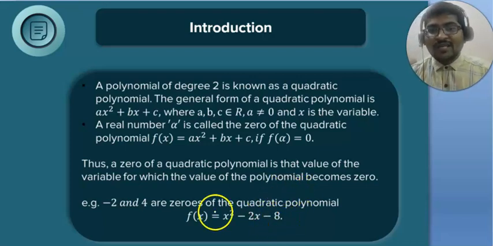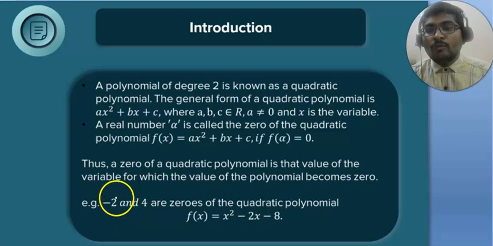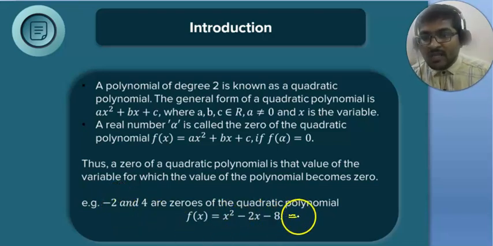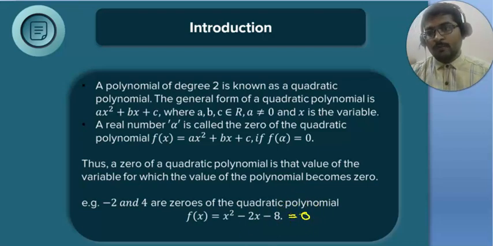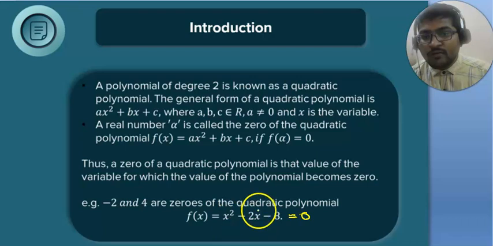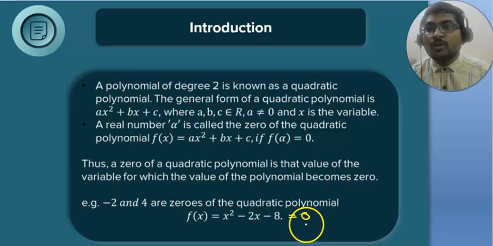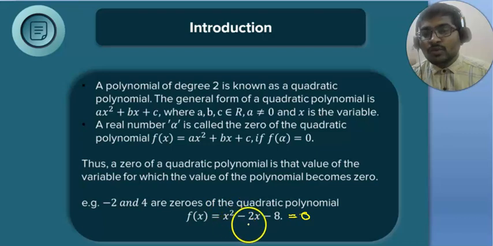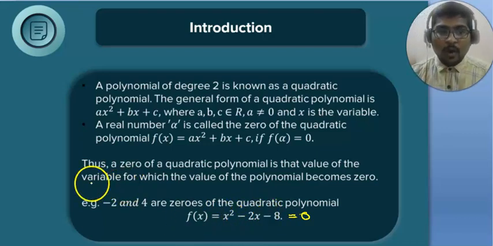Right. So for example, if we substitute x equal to minus 2 in this quadratic polynomial, it becomes equal to 0. And also, if we substitute x equal to 4 in this quadratic polynomial, it becomes 0. So that's why minus 2 and 4 are the roots of this quadratic polynomial.